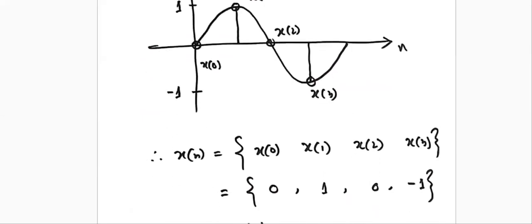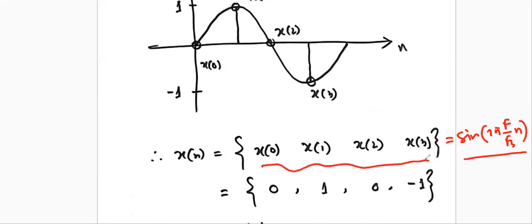So try to understand it. These samples and sine twice pi f over fs into n, they are the same. Here it actually represents a function, and here it represents the value.